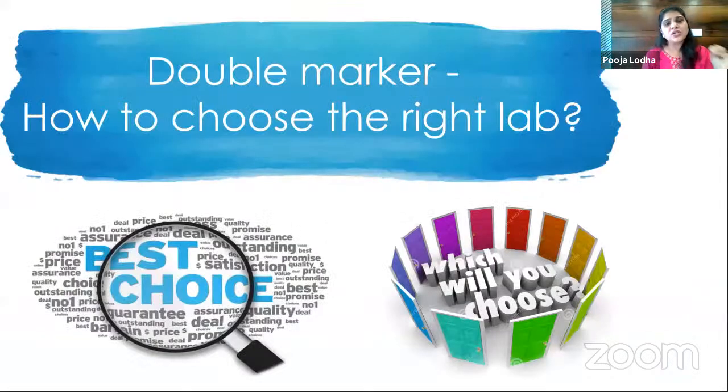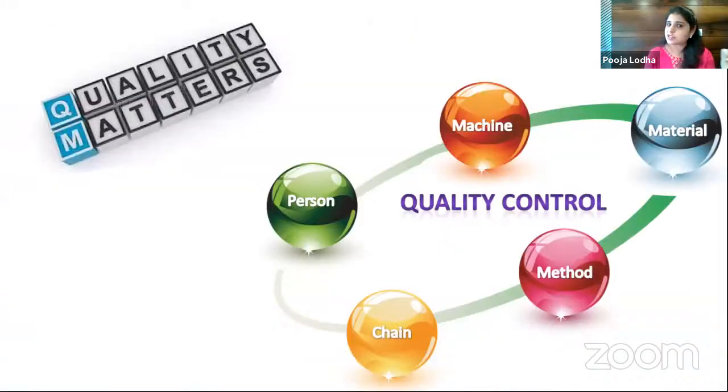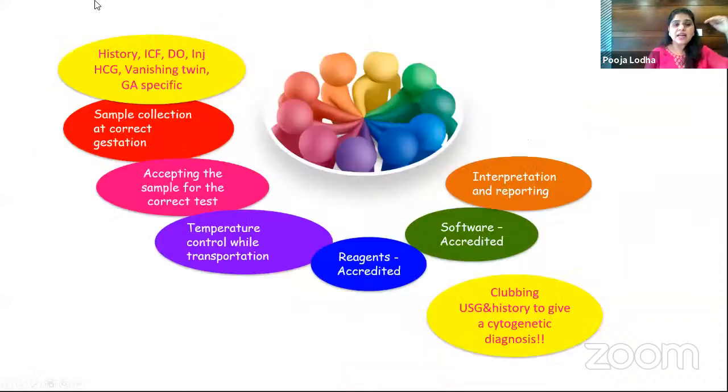Now, how do you choose which lab to send your double marker to? It's not about favoring one particular lab, but study the lab to which you send your double marker. Is it accredited for the person, for the machine, for the method, for the chain, and for the material? Which means, does it ask you for the proper history on the requisition form? Does it collect the sample? There are labs who collect your triple marker test at 12 weeks. Triple marker is obsolete, but they're not even supposed to do it at the wrong gestation. So your lab should ask the gestational age, and there are labs which refuse collecting samples if she does not lie within the correct gestational age.